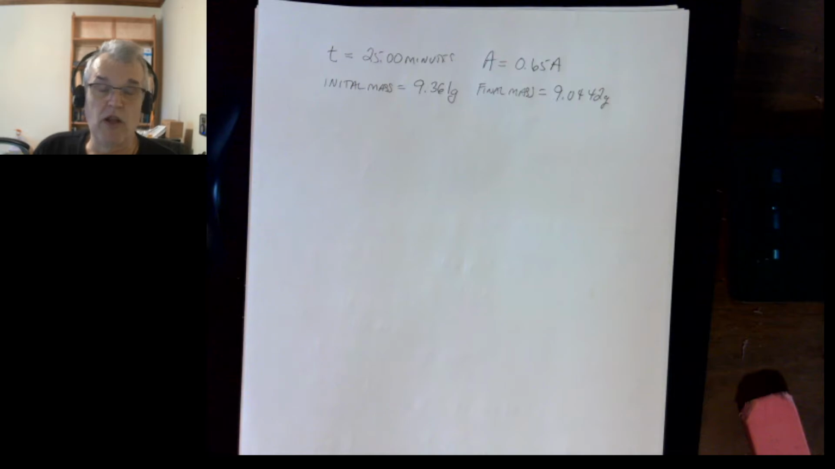It lost mass. If it lost mass, which one was it? Was it the anode or the cathode? It was the anode, right? Because the anode is the site of oxidation. And oxidation in this case would be the zinc going from zinc metal to zinc 2+. The oxidation number increased. It didn't reduce, it increased. Therefore, that's the site of oxidation. And therefore, that's the electrode that would lose mass. All right. Good enough.